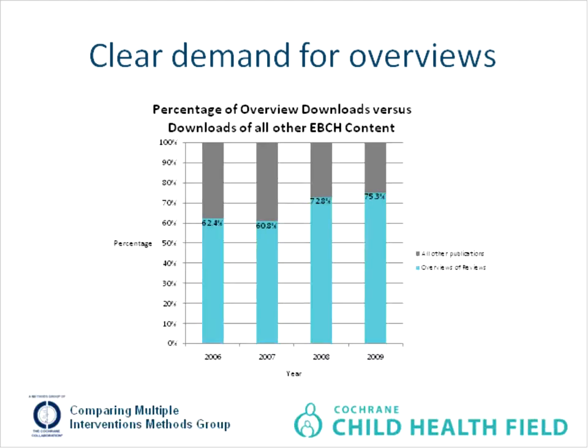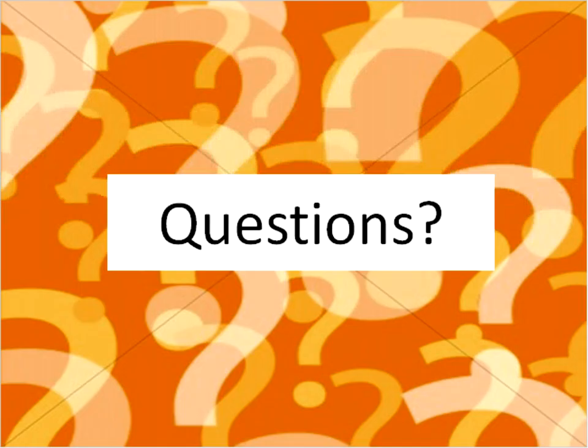That being said, there's a clear demand for our overviews. When we look at our download statistics for evidence-based child health, which started publication in 2006, as you'll see in this graph, and we analyze the percentage of downloads of our overviews versus the downloads of all the other content, you can see here that the overviews are clearly the most popular part of the journal. And so we know that there's a demand and an interest for this type of synthesis.